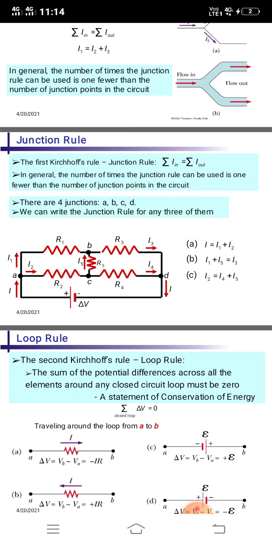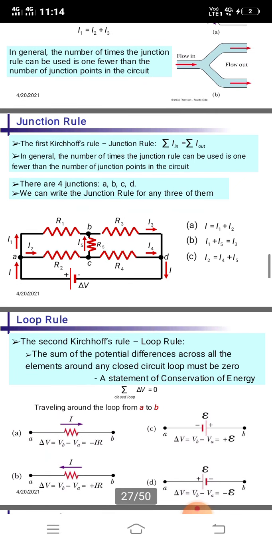Entering current means the arrow mark goes into the junction, and leaving current means the arrow mark leaves the junction. Meanwhile, we consider junction C here. I2 is entering, I5 and I4 are leaving. Then junction D has I4 and I3 entering and I leaving. This is the junction rule example.